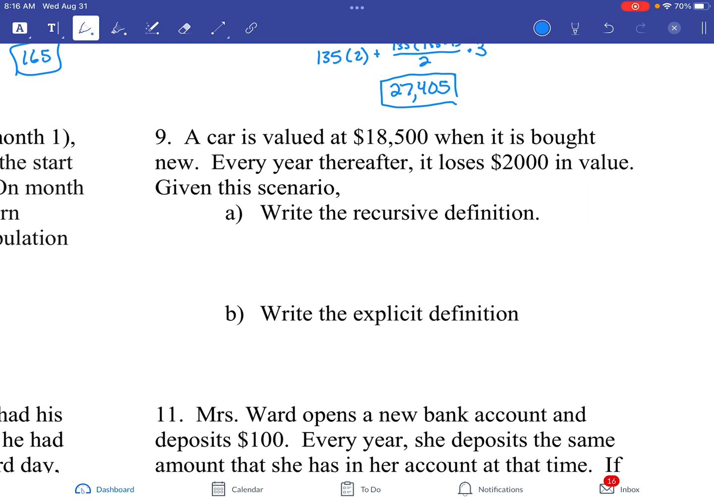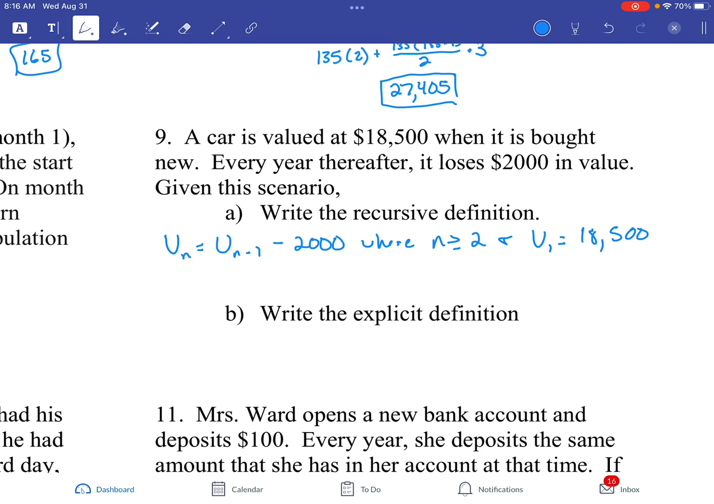So the recursive definition is going to be u sub n is equal to u sub n minus 1 minus 2,000, where n is greater than or equal to 2, and u sub 1 is equal to the total value of the car when it started, 18,500.